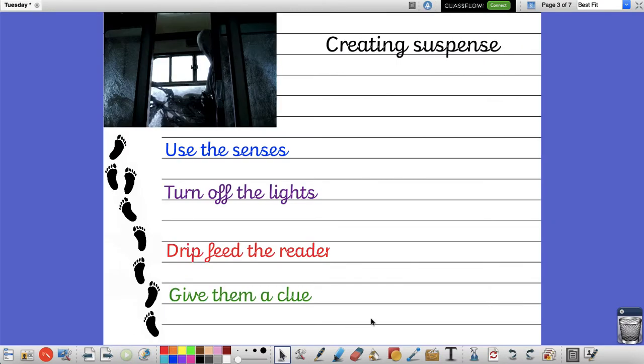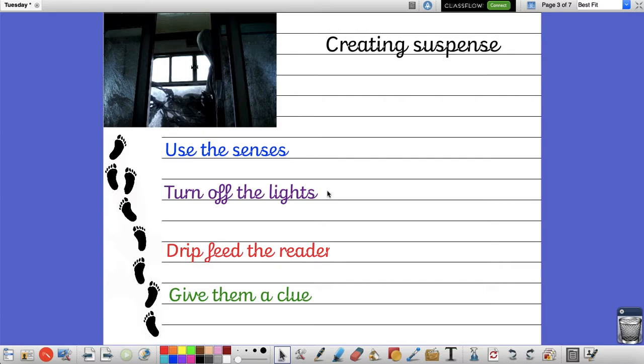Okay, so yesterday we learnt about how we can create suspense in our writing, and we used these four steps, which was use our senses. Remember, that was about describing every little thing that happens, how it makes us feel, what we can see in front of us, what we maybe can hear as well. Turn off the lights. That means we're going to give something hidden. We're not going to give away exactly what we are seeing.